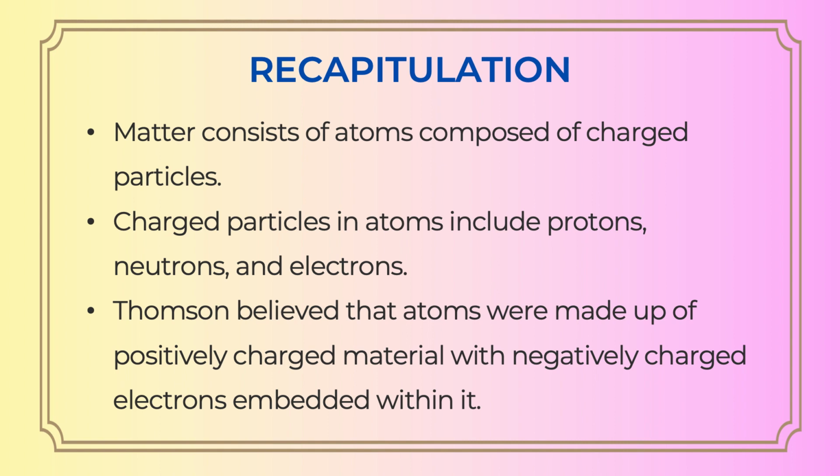We discussed matter consists of atoms composed of charged particles. These charged particles in atoms include protons, neutrons and electrons. We also learned about the various models of an atom given by different scientists. Scientist J.J. Thomson believed that atoms were made up of positively charged material with negatively charged electrons embedded within it.